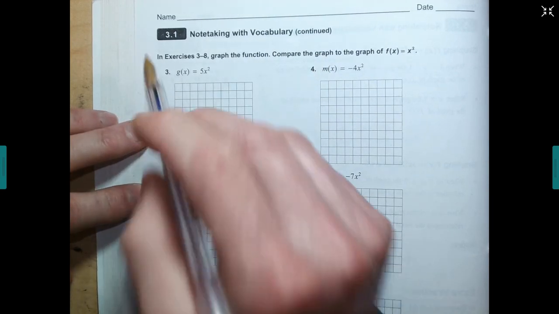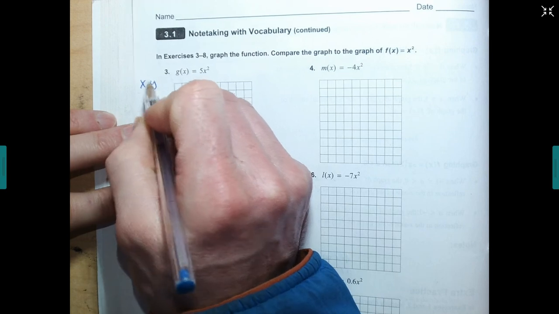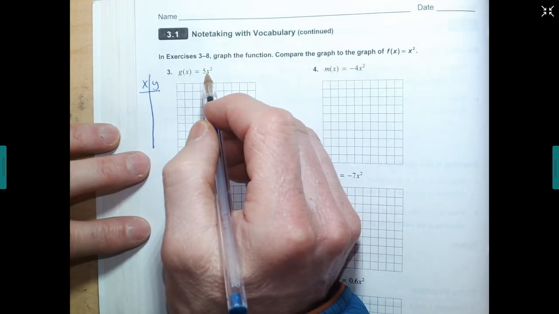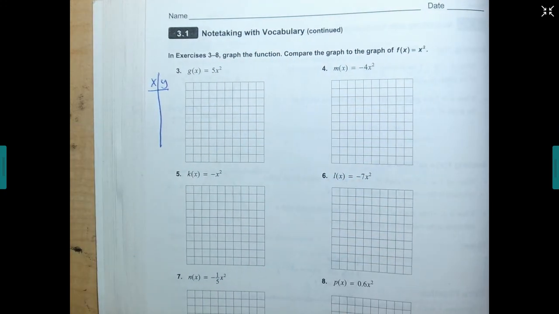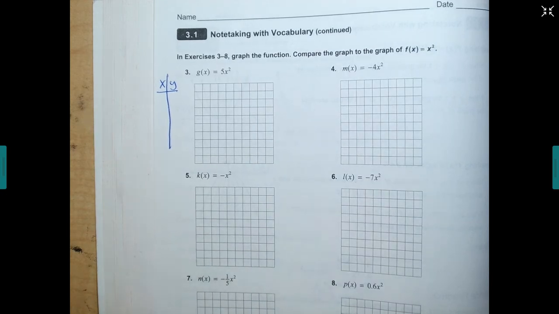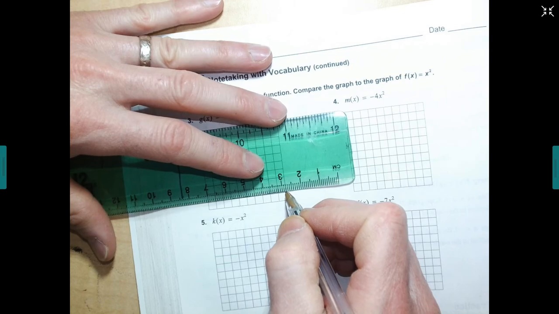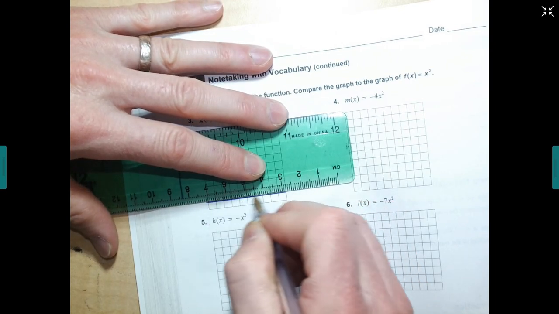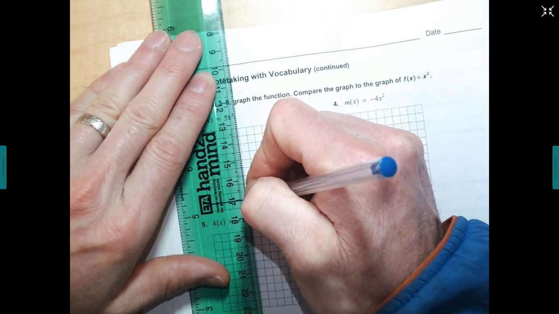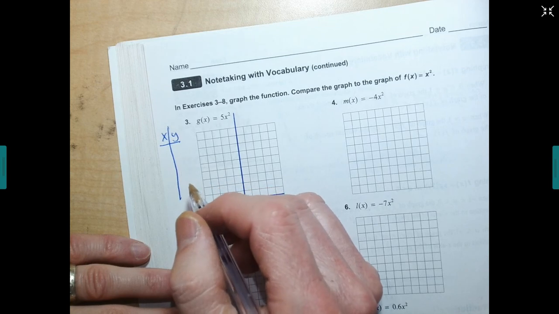All right, so graph the function and compare it to f of x. So here's this function. I'm going to do x and y. And here's what we're going to do. Bill Davies did this, and I'm a little hesitant to do it, but we're going to give it a try. Zach, you're going to love this. He says, do these, don't worry about the tables, do them in your head.